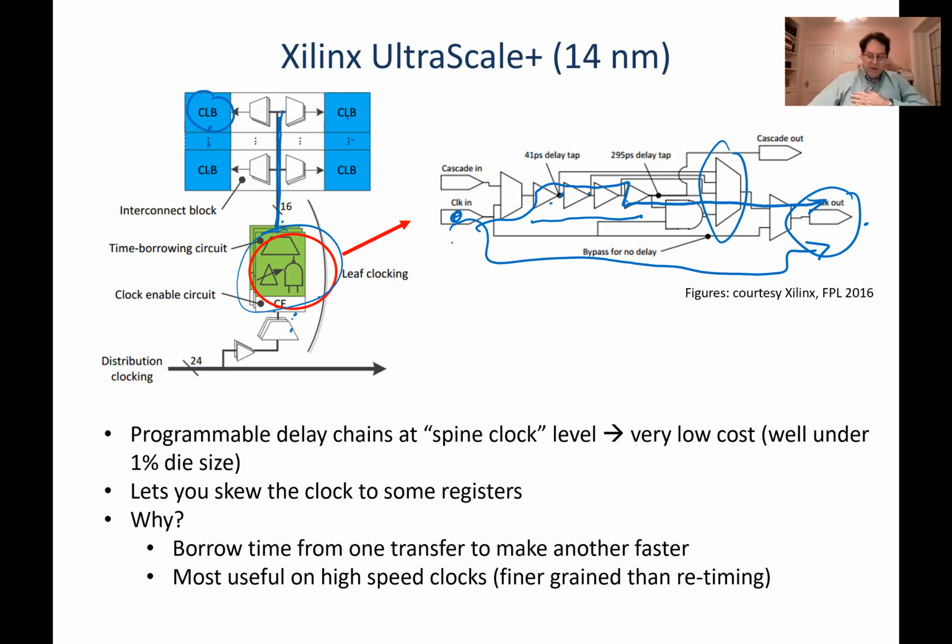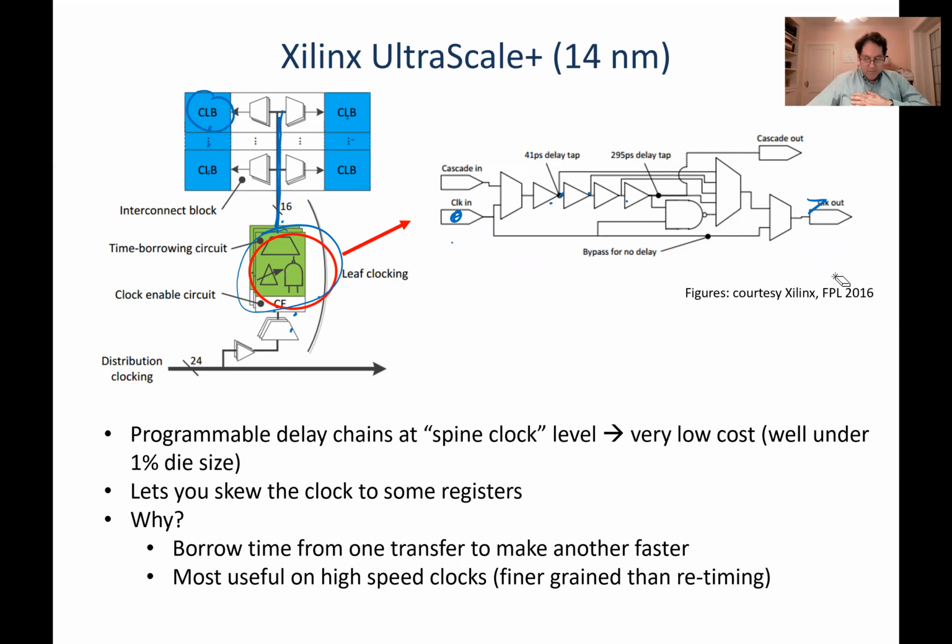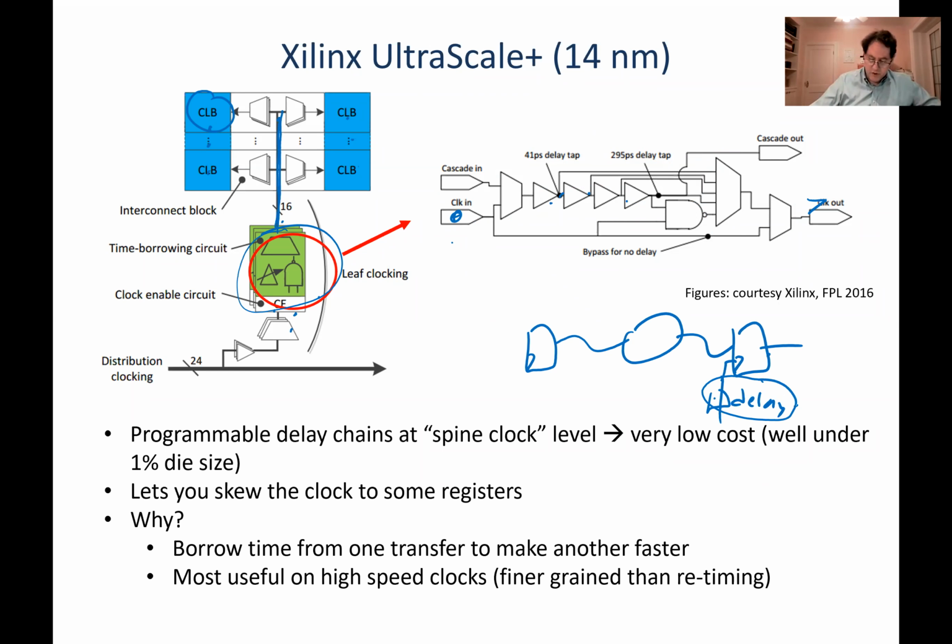And what it allows them to do is they can now delay or skew the clock to some registers. And this is a technique that now you've seen multiple times. It allows you to borrow time from one transfer, right? So I've got a very difficult timing constraint, lots of delay here. I can basically delay the clock to this one, and I can gain a bit of extra time, right? That's going to allow me to meet timing on that. And it's most useful on the highest speed clocks, where these relatively small delays could be a significant fraction of the clock period.